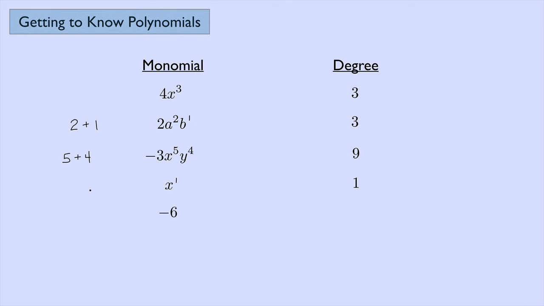How about -6? Well, we could think of this as -6 times x to the 0th power. And if you remember, anything to the 0th power is 1. So that's why this ends up still being the same thing. So in this case, the degree is 0. How about 5a squared, b to the 7th, c, d to the 4th? Okay, so we have a 2, a 7, there's a 1 here from the c, and then a 4. So we would be adding 2 plus 7 plus 1 plus 4. And if you do that, you get 14.